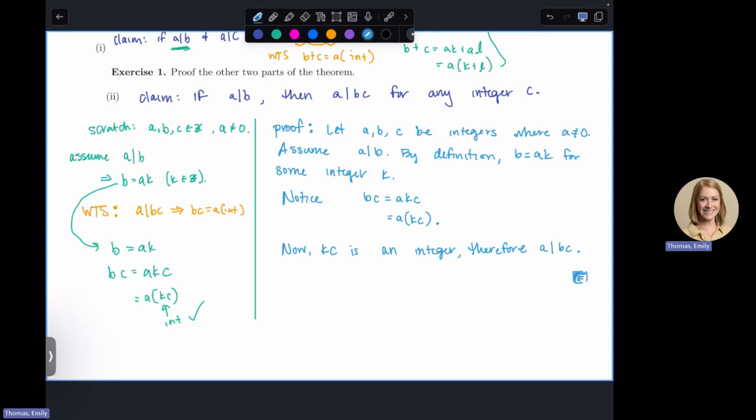What's the assume A divides B? What was that for? That's the claim. That's the if part. So you assume P and hope that Q follows, yeah? So we assume P and we're going to prove Q.